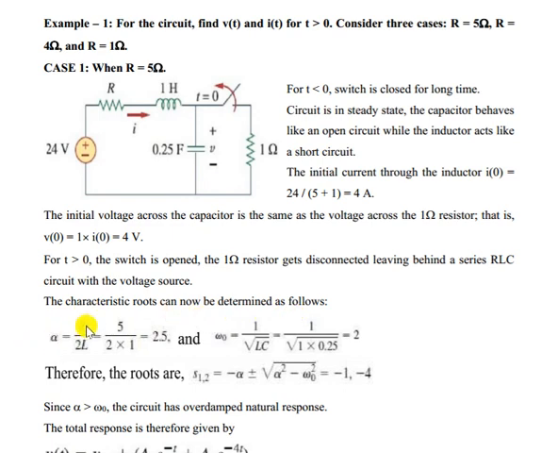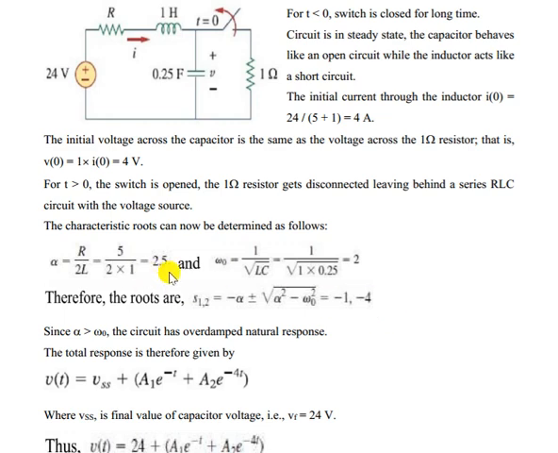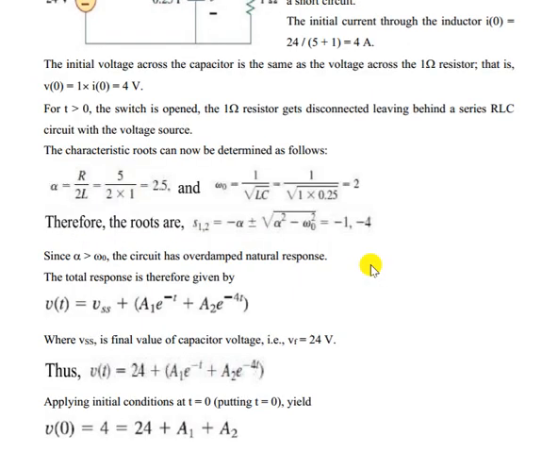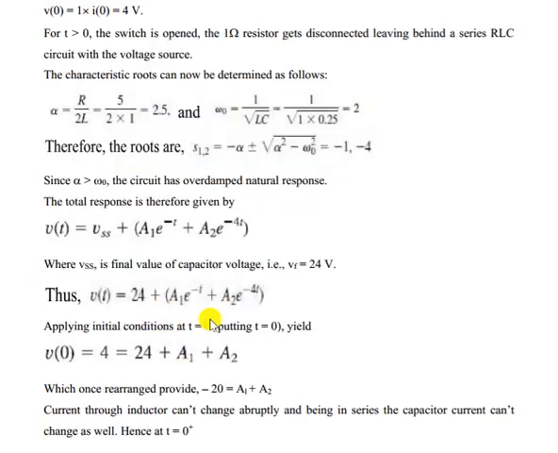So alpha equal to nothing but R by 2L, right? Now here R is 5, here L is 1, so we got alpha. Omega 0 is 1 by root of LC, then we got the value as 2. Now what we can see here, that alpha is greater than omega 0, that means it is overdamped. Natural response should be there. So for that, the total response equation is Vss plus the overdamped case.